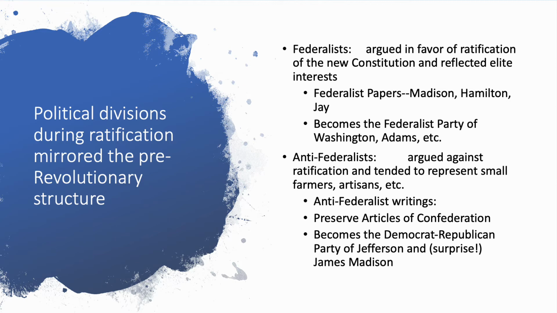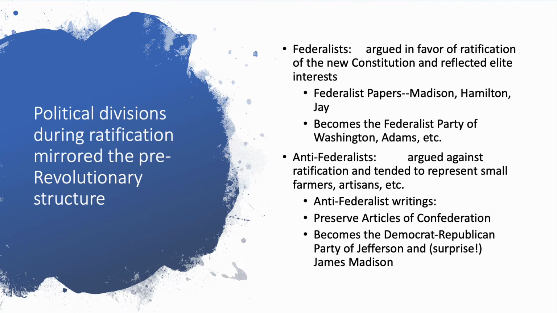And the Anti-Federalists, who tried to prevent ratification but failed, wanted to preserve the Articles of Confederation that were done away with. They became the Democratic-Republican Party of Jefferson. And interestingly, James Madison was originally one of the Federalists, but after the first few years of the Republic, he switched sides and supported his friend Jefferson.